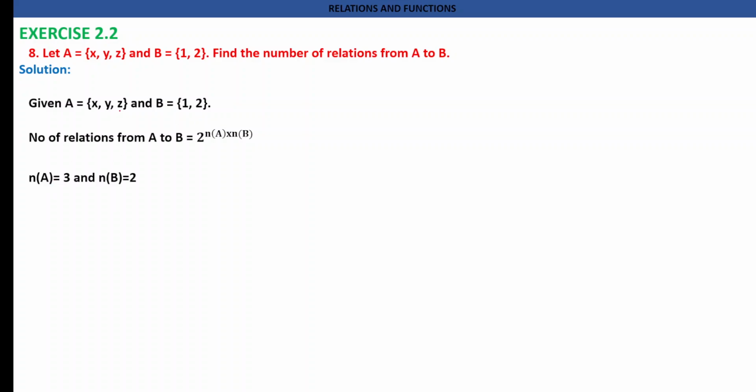As per the given, n(A) is 3 and n(B) is 2. So, the number of relations from A to B will be 2 power 3 into 2, that is 2 power 6. 2 power 6 is 64. Therefore, the number of relations from A to B is 64.